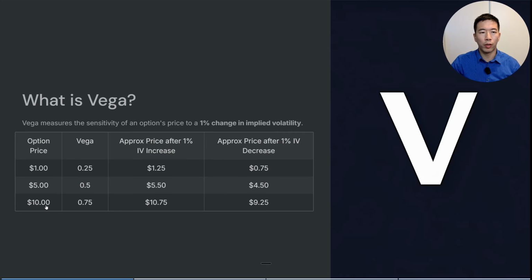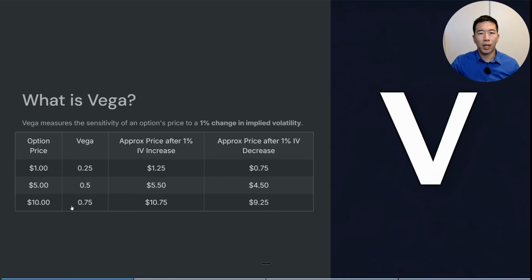So let's go over an example that's a bit more expensive. Something is worth 10 bucks. Vega is 75 cents. For each percentage increase in IV, your option pricing will increase by 75 cents. So in this case, it will become 10.75. And if IV drops by 1%, 1 point, then it will become 9.25. Even if all things remain the same, the stock didn't go up or down, just by increasing or decreasing the IV, your option pricing will change.